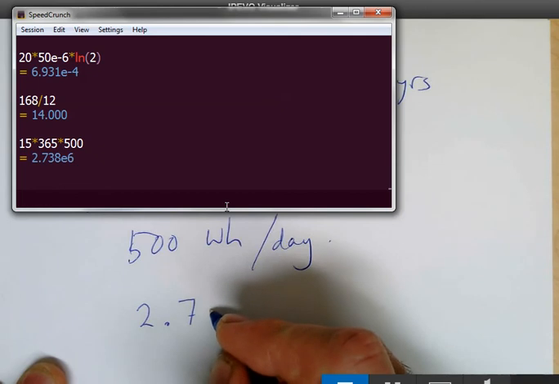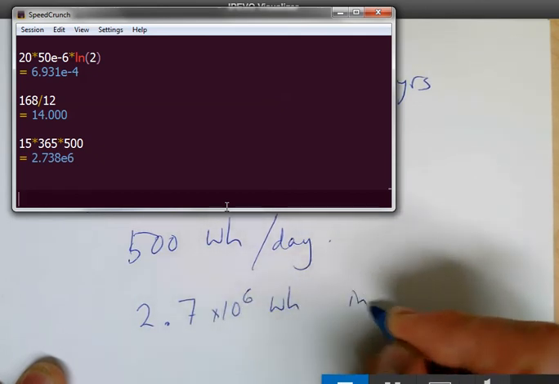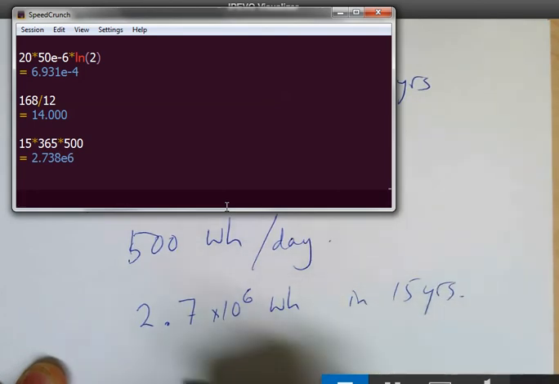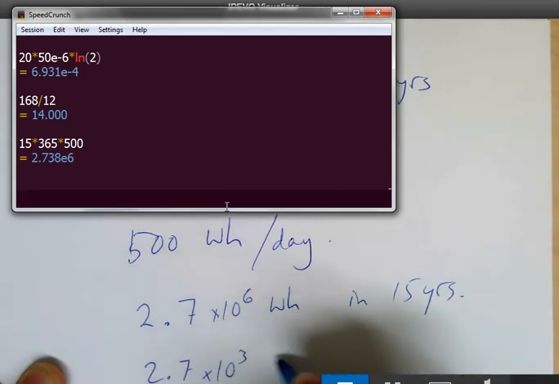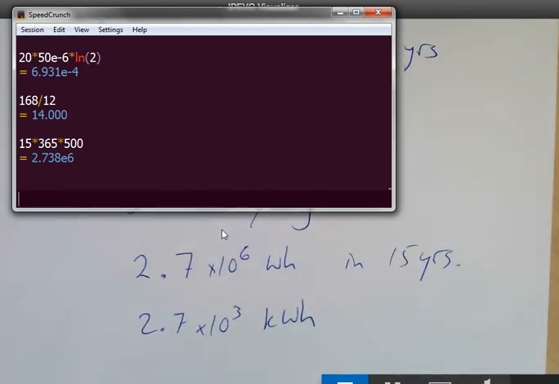is going to equal 2.7 million watt hours in 15 years. Or to give it some context, that's 2.7 times 10 to the third kWh, right? One thing I'm also thinking about is that in California, the cost was about 16 cents per kilowatt hour. So if we multiply that by 2.7 times 10 to the third, that's $432 worth of electricity.